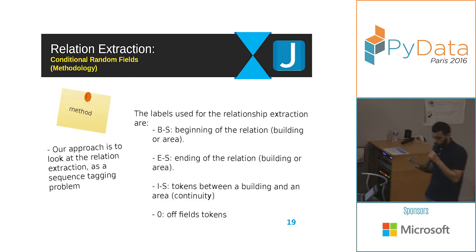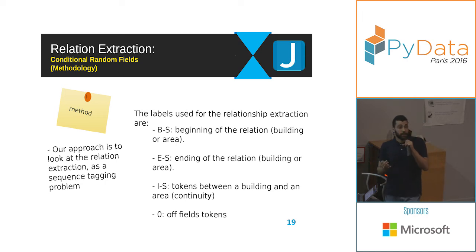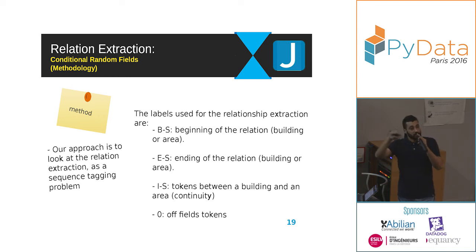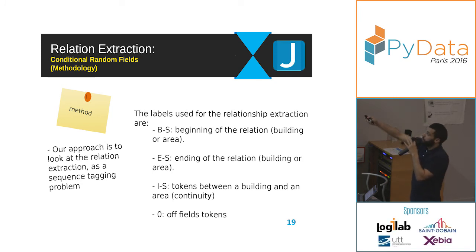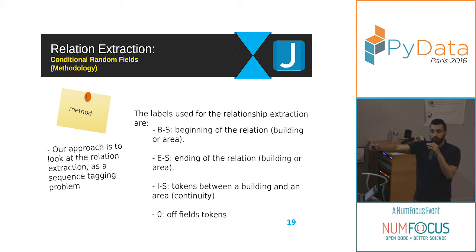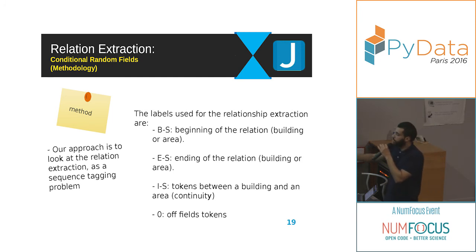So our approach is to look at the linking problem as a tagging problem. Those are the labels that we use for the relationship extraction. What we will do is take a sentence and tag each word. It can be a BS, the beginning of a relation, which is a building or an area; an ES, the ending of a relation, which can be a building or an area; and the tokens between buildings and area, which is called continuity, IS. And we put tag 0 for all the other tokens that we don't need in our link.